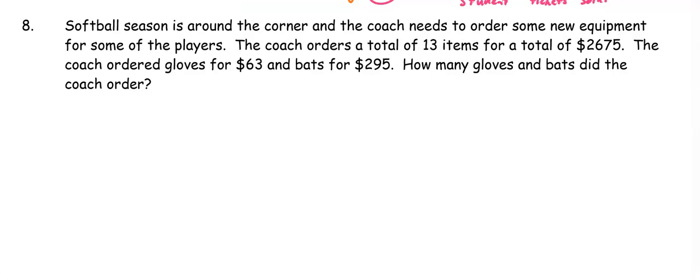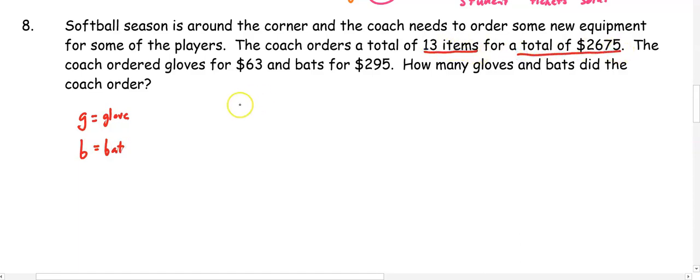So when we need our variables here, we're looking for gloves and bats that were ordered. So we're going to say G is going to be our glove and B is going to be our bat. So there's two totals. There's 13 items and the total cost. So when we add the gloves plus the bats, they should equal 13. And then we need to include our money. So 63 times G plus 295 times B equals 2,675.